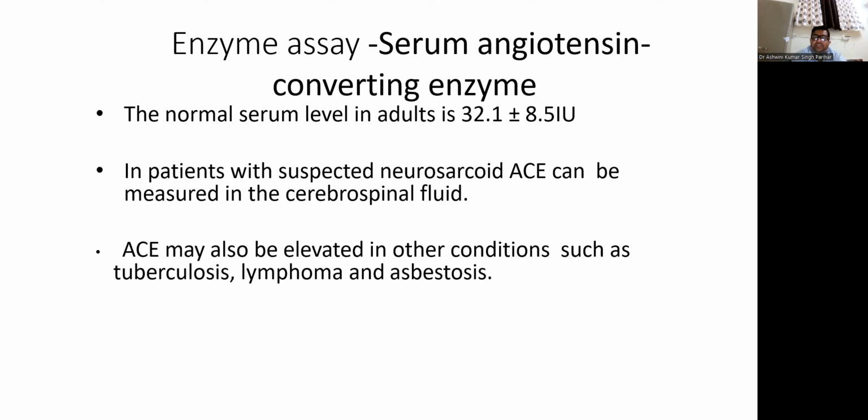In patients with suspected neurosarcoidosis, the ACE levels can also be measured in the cerebrospinal fluid. ACE may also be elevated in TB, lymphoma and asbestosis. That's why in a patient with non-pulmonary tuberculosis, if the patient has neurological illness, CSF analysis for ACE is done also. Elevated serum ACE or CSF ACE is an important indicator of TB infection of the brain. But it can be neurosarcoid also, other than neurotuberculosis.